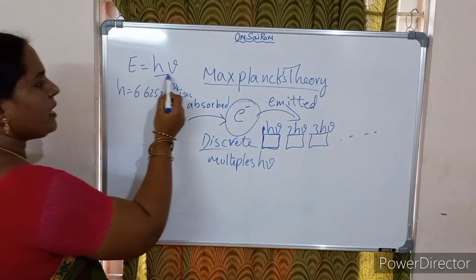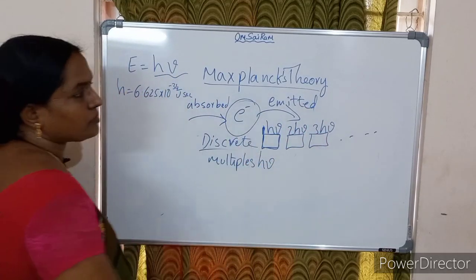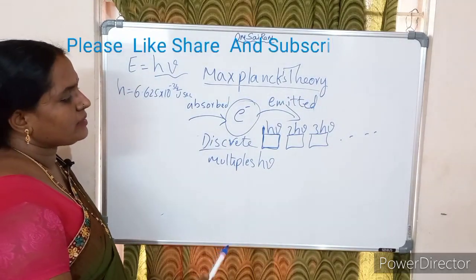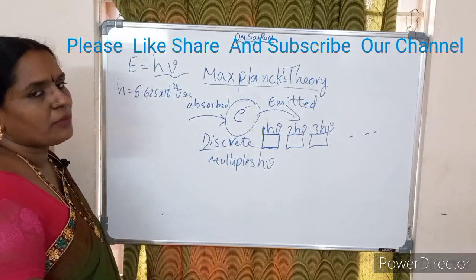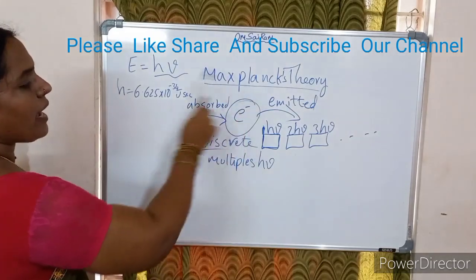This h nu will be in multiples: 1 h nu, 2 h nu, 3 h nu. The energy emitted or absorbed is not continuous but is in discrete form. This was proposed by Max Planck.